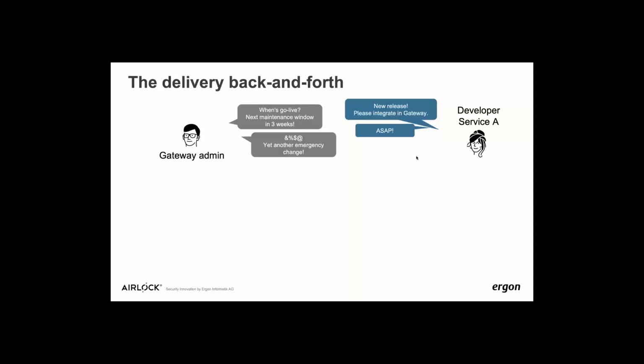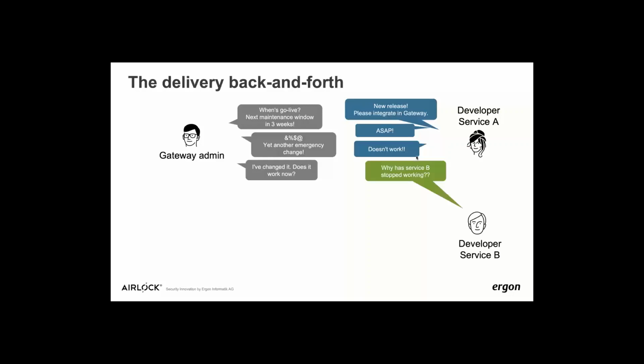And the administrator is kind of irritated already and says, okay, yeah, that's an emergency change for us. But yeah, okay, let's do it. And then usually it doesn't work at the first shot. The admin has to change something, goes back and forth, but suddenly the second developer appears on the scene and says, what have you been doing? My service is broken.